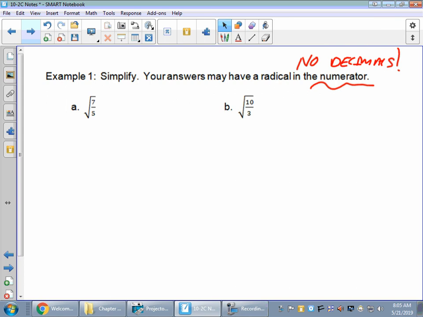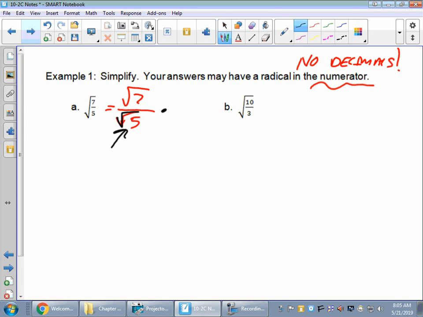Okay, so the first step says to break these up or split these up. Because it's square root of 7 over 5, I can rewrite that as the square root of 7 over the square root of 5. The simple rule there says I can take the square root of both the numerator and the denominator. Now I cannot have this radical in the denominator. So what I'm going to do is multiply the top and bottom by the denominator. Well, the denominator is the square root of 5, so I'm going to multiply the top and bottom by the square root of 5.